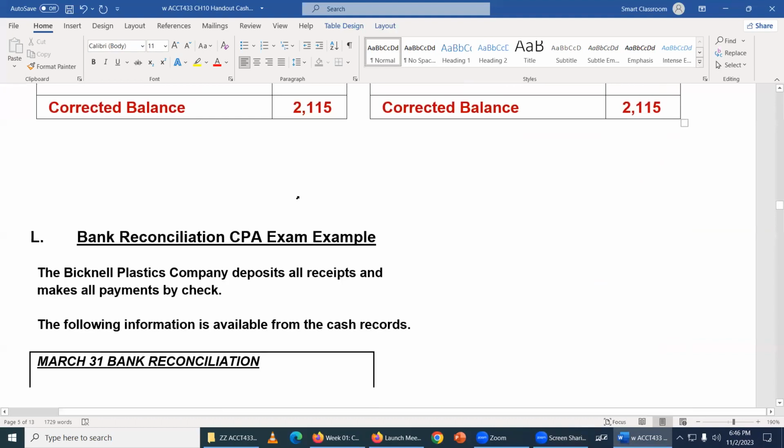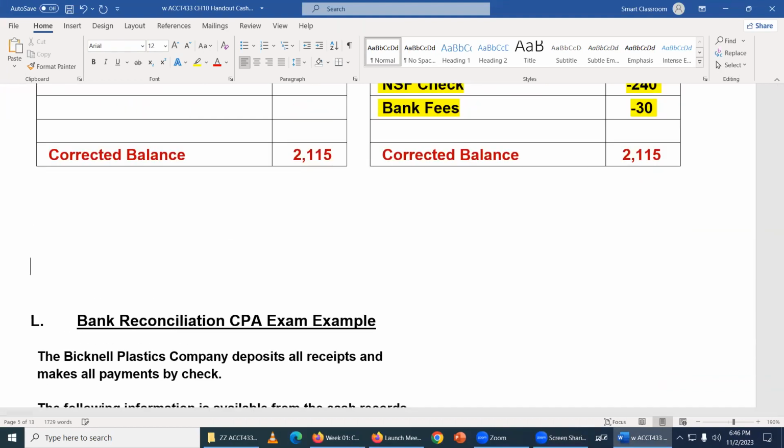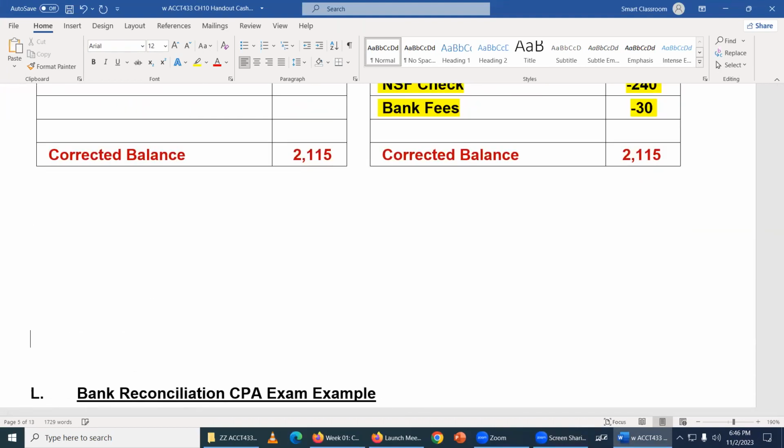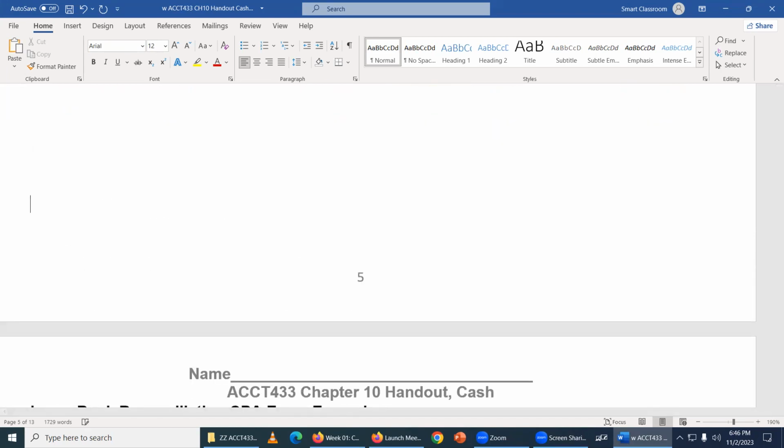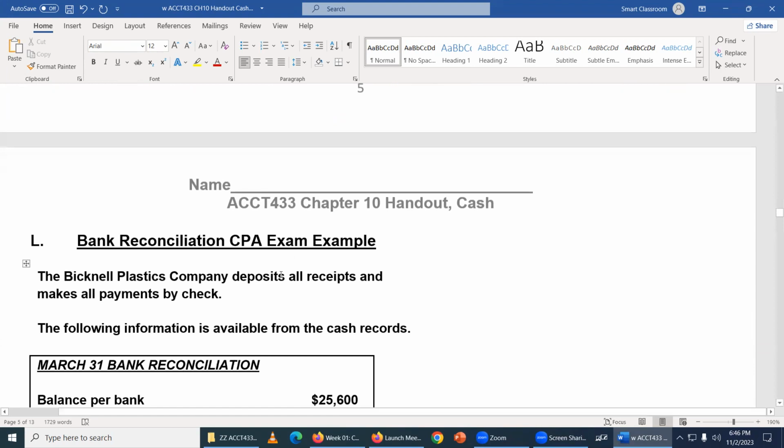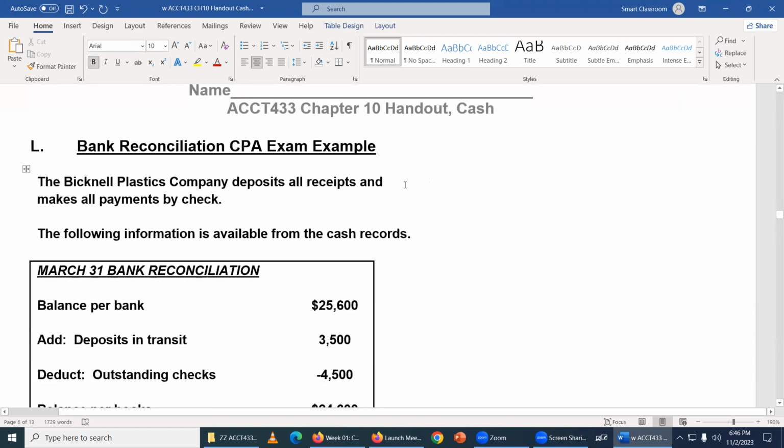All right. Well, let's go to the more tricky ones. This is actually one that came off of a CPA exam.